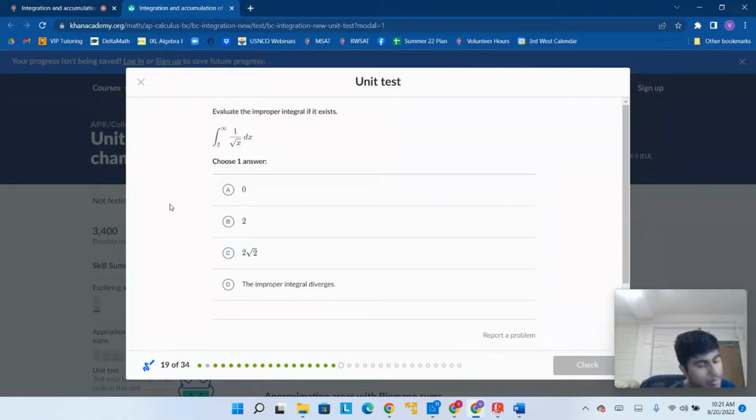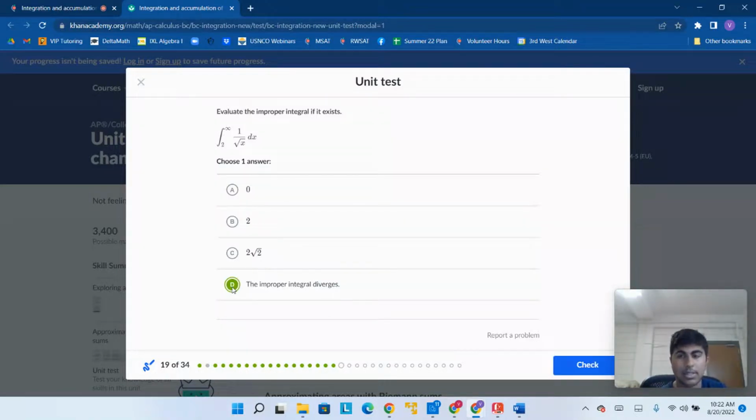Well, 2 times infinity to the 1/2. Square root of infinity is still infinity. That's going to diverge. Diverge goes to infinity. Same way we have a limit that's unbounded, right? This is going to diverge. And so the improper integral diverges. Let's keep going.